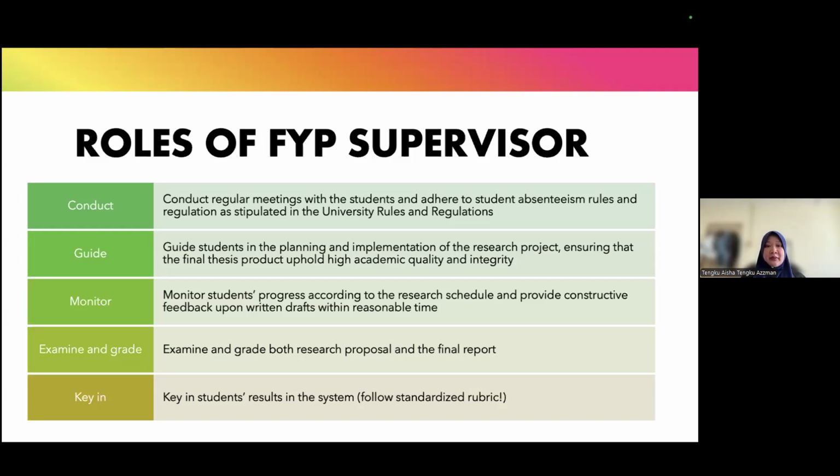Supervisors should also examine and grade both research proposals and the final report, and it's also our responsibility to key in students' results in the system. So it's very important to follow the standardized rubrics because when it comes to audit and things like that, even across multiple sections, you must follow the same rubric. I think this is something that we do cross-check in our department assessment presentation and also in the department DBOAE. We check the results to see whether students fail FYP or not and what can be done to mitigate that sort of situation.